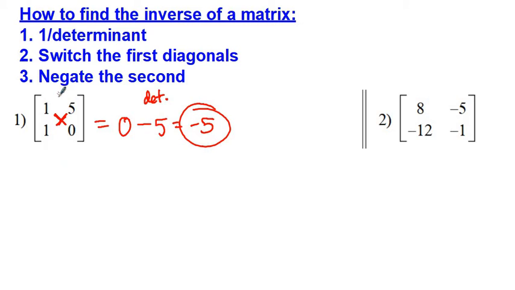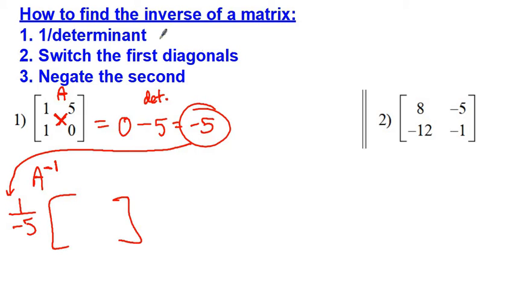So our inverse, let's pretend that was inverse A. We're just picking a letter to call it A. Again, the way that we symbolize the inverse is A with that little -1. That means A inverse. So the inverse is going to be 1 over the determinant, and we just found the determinant was -5. So I'm going to put that right here, 1 over the determinant. And that's the first step.